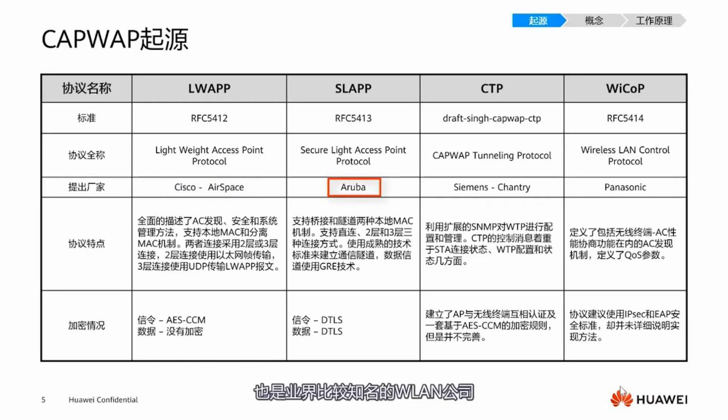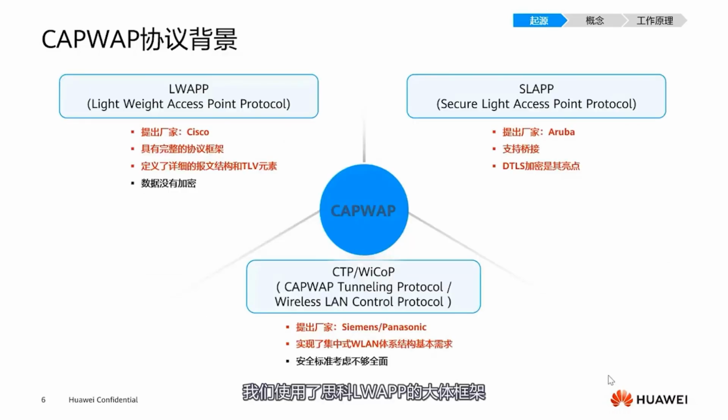Second was Aruba, also a well-known WLAN company in the industry. Their data encryption technology was quite advanced. We could refer to Aruba's technology to implement its security mechanisms. Siemens and Panasonic mainly served as supplements, for instance QoS, or the connection status of terminals, etc. These aspects could be added as supplements. These are the 4 major manufacturers, 4 different protocols. The CAPWAP working group drew on the strengths of each manufacturer and integrated them into the CAPWAP protocol. Thus, the CAPWAP protocol was formed.